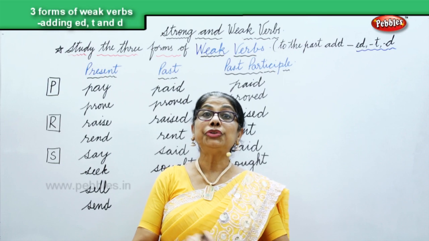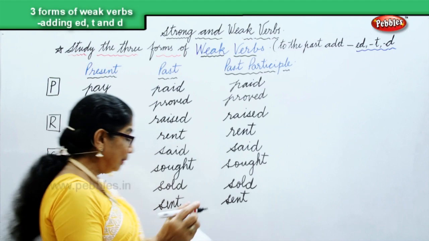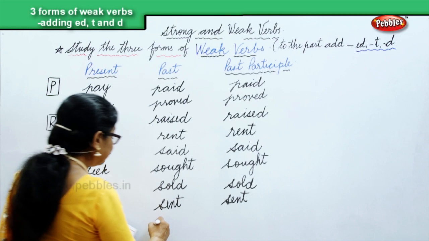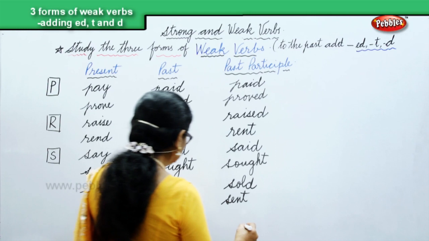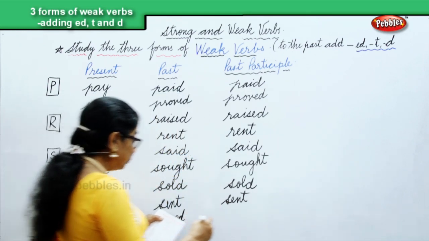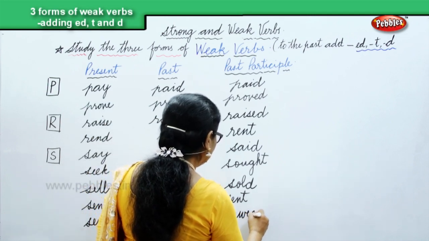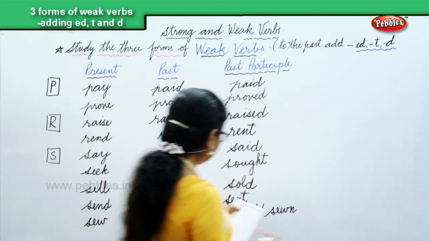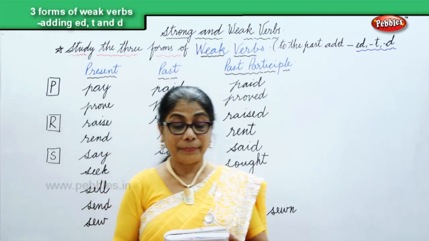Then we have sew. You have a sewing machine and you love to sew something. Then you'll say you sewed. Finish stitching, sewed. And for the past participle, you can say sewed, or you can also say sewn. Sewed and sewn, you can say.